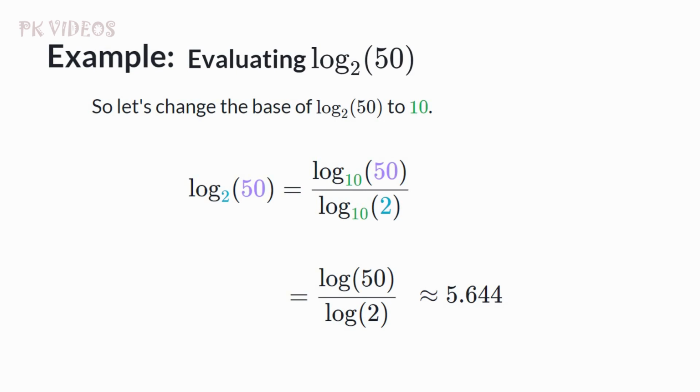So that is the end of today's lesson. What have we learned today? We learned to relate a logarithmic expression to an exponential expression. Then we learned the three properties of logarithms: the product rule, the quotient rule, and the power rule. Finally, we also learned to change the base of the logarithm.